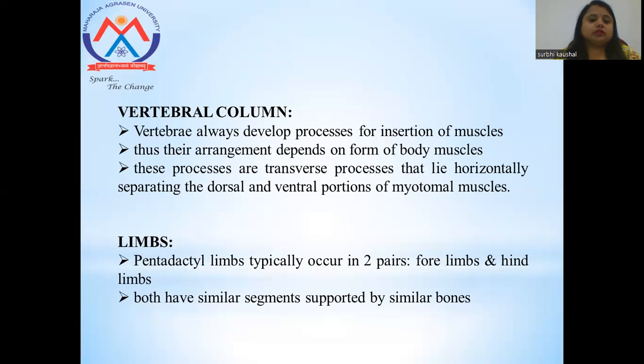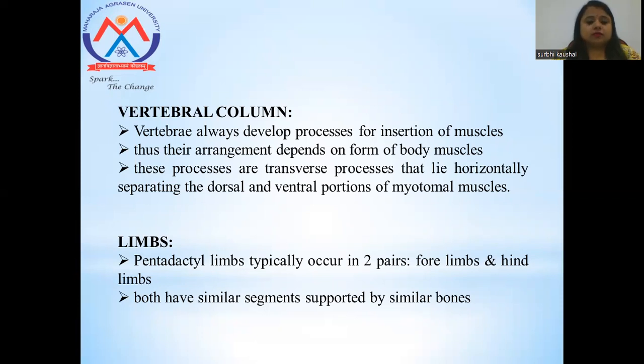Now about the vertebral column. The vertebrae always develop processes for the insertion of muscles. So their arrangement depends upon the form of body muscles. These processes are transverse processes that lie horizontally, separating the dorsal and ventral portion of myotomal muscles.